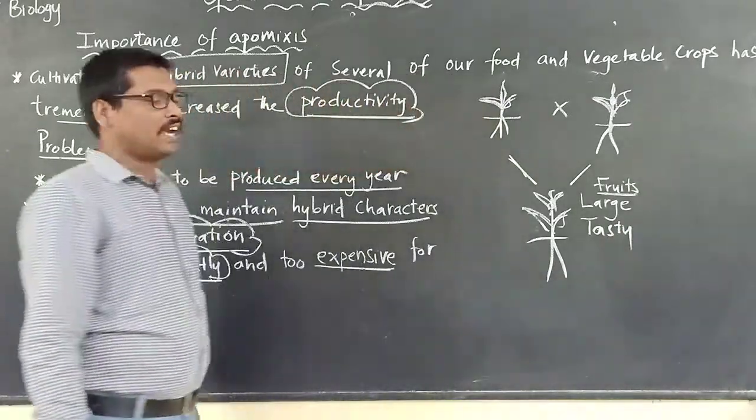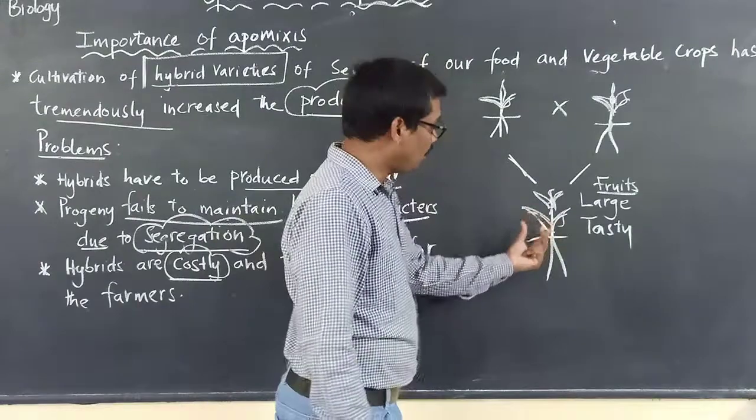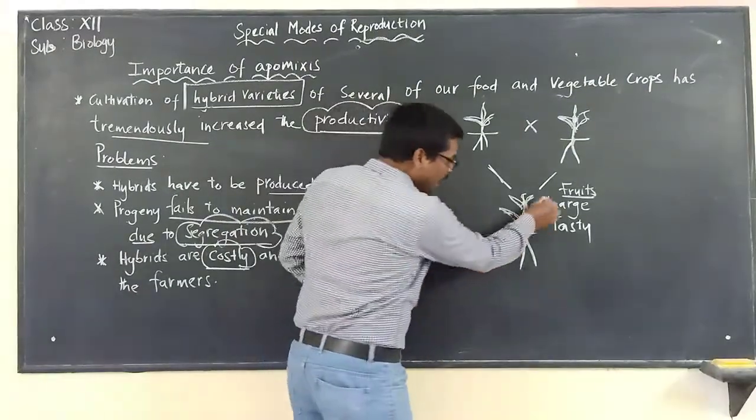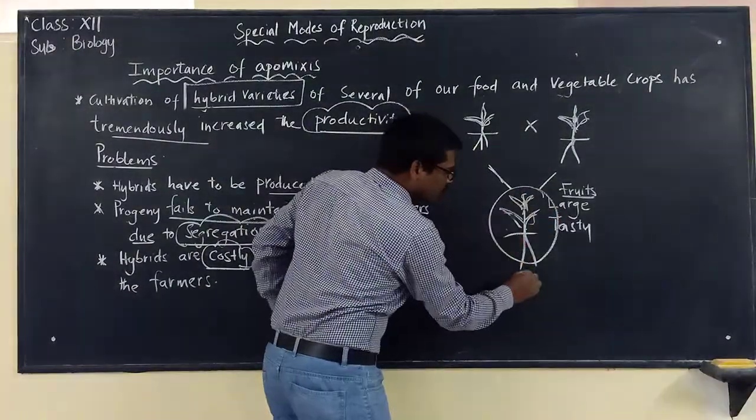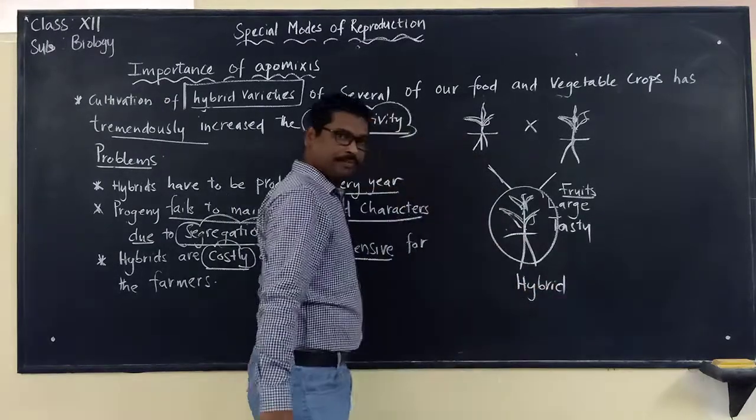Okay, which are large and tasty. Now the fruits are what? Large and tasty of this particular plant. Now take this plant. Now this plant only will be called as what now? The hybrid. We are calling it as the hybrid.